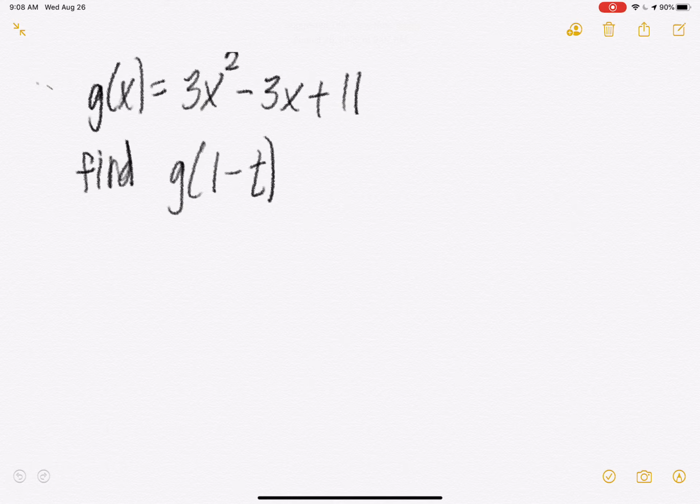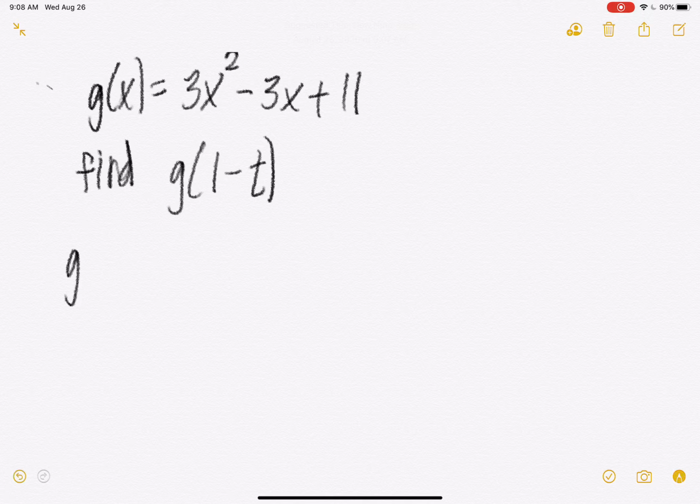So if we have a g of x that is equal to 3x squared minus 3x plus 11, we want to, for this problem, find what g of 1 minus t is. I'll just go ahead and warn you, it's easier and a lot less grief if you curve your t, because sometimes the way people write their t's and their ones and stuff, it can visually get confusing. So just be aware right there.